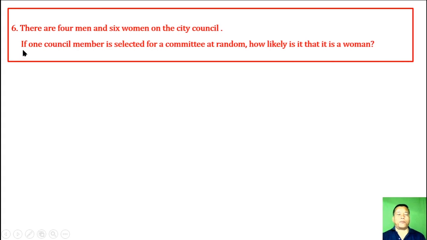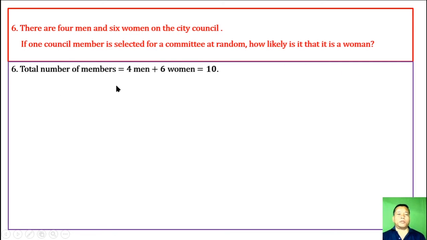Number 6. There are 4 men and 6 women on the city council. If one council member is selected for a committee at random, how likely is it that it is a woman?